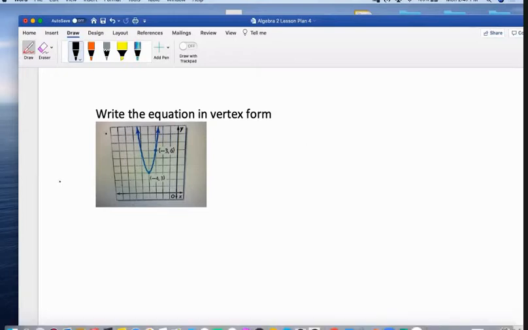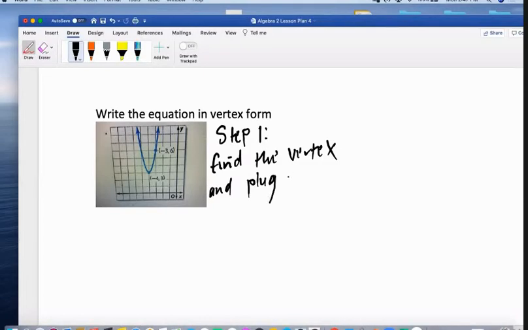But let's talk about the first step. Whenever you have a graph and they want you to write vertex form, let's talk about step 1. So step 1, this is what you're supposed to do. Find the vertex and plug it in the formula. And plug it in. So this is step 1.